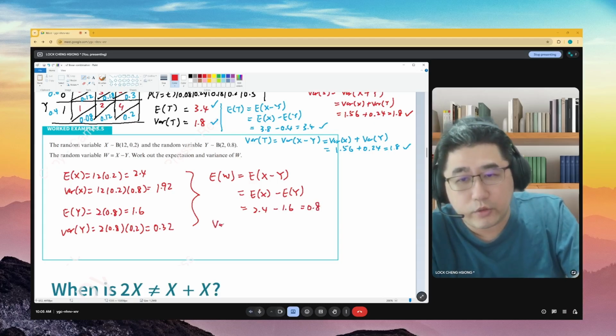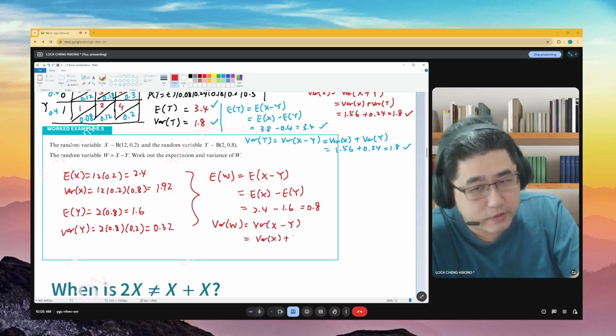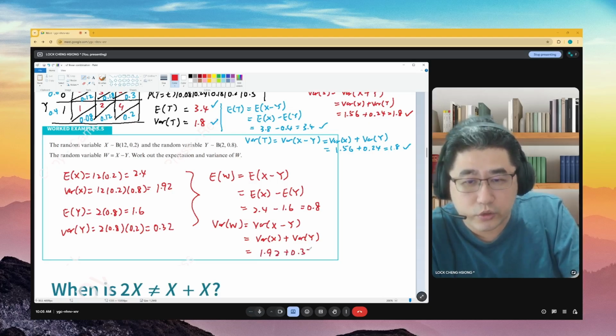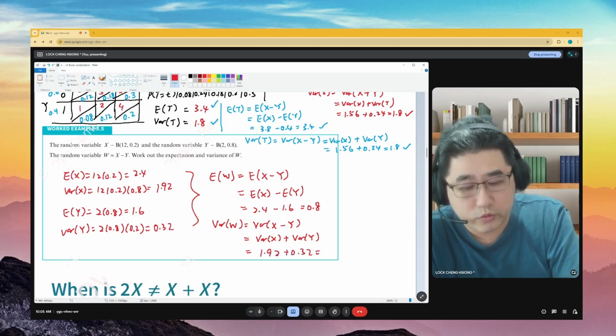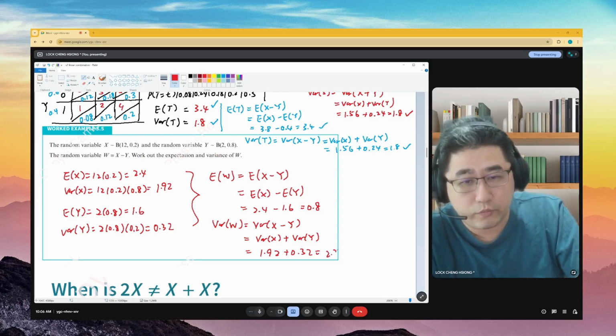And the variance of W, which is X minus Y. According to the formula, when we separate them, it becomes plus. Therefore I will have 1.92 plus 0.32, that gives you 2.24.